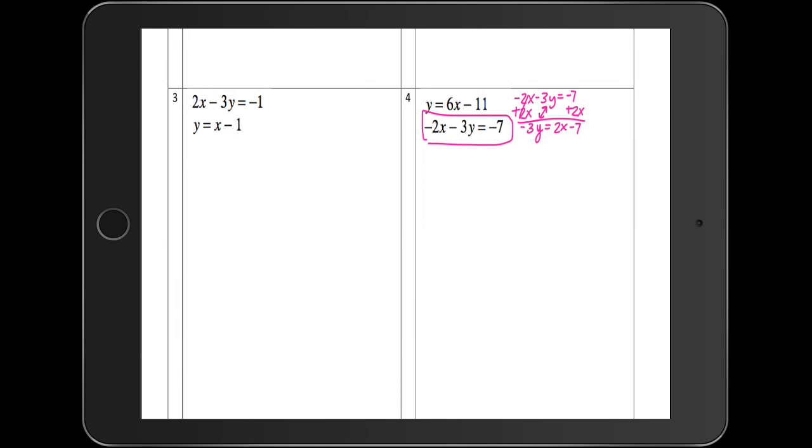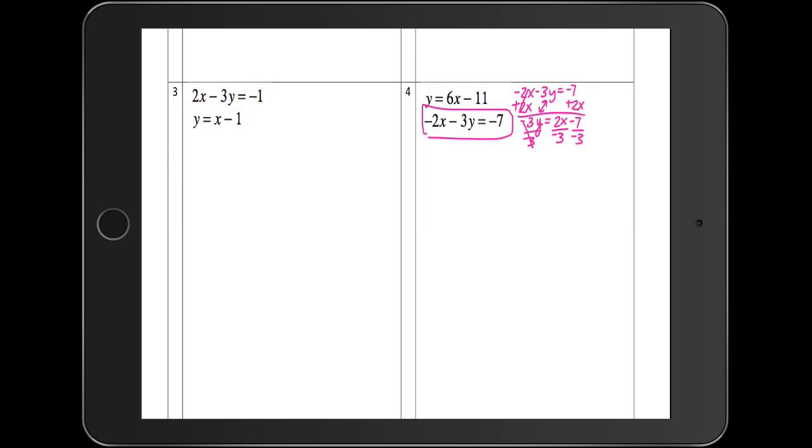Sorry about that. Next thing I need to do is I need to make sure I divide everything by negative 3 so that y is absolutely, completely alone. I bring down y equals, a positive divided by a negative is a negative, so this is a negative fraction, negative 2/3 x. And a negative divided by a negative is a positive, so this is a positive 7/3.